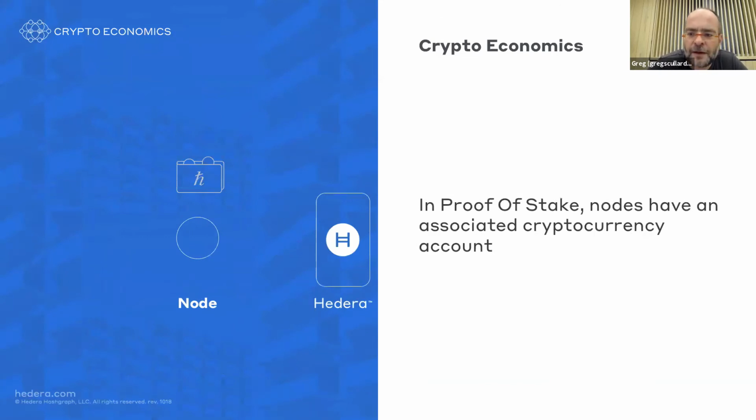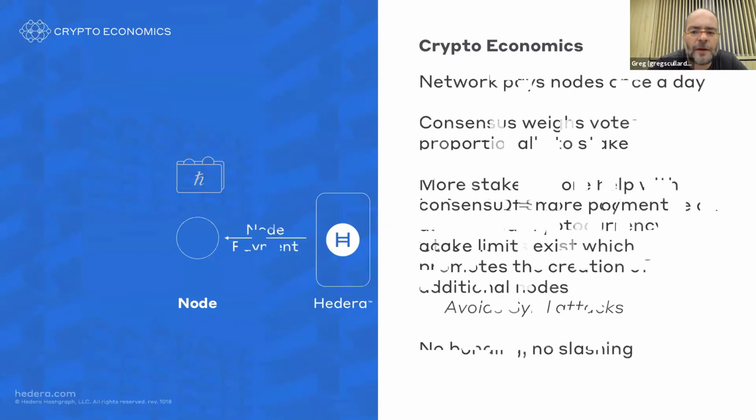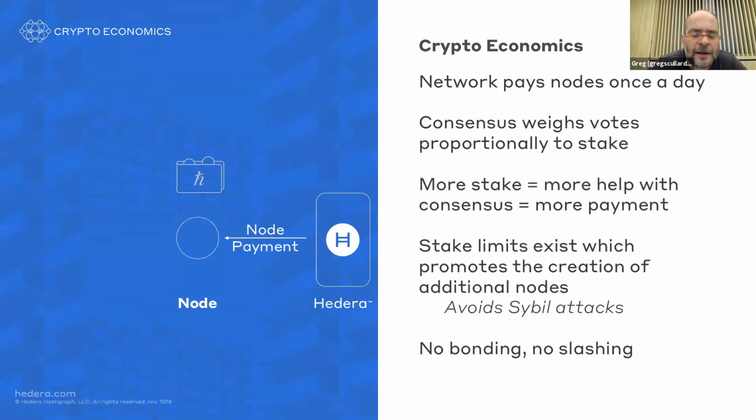With proof of stake, whoever's running a node has an account with HBARs in it. It's the cryptocurrency, and they're staking that cryptocurrency to their node or node's account. Once a day, Hedera will be paying the node a given payment for being there and participating in consensus. So the bigger the stake, the more you helped with consensus, and therefore the payments will be proportional to that amount of stake.